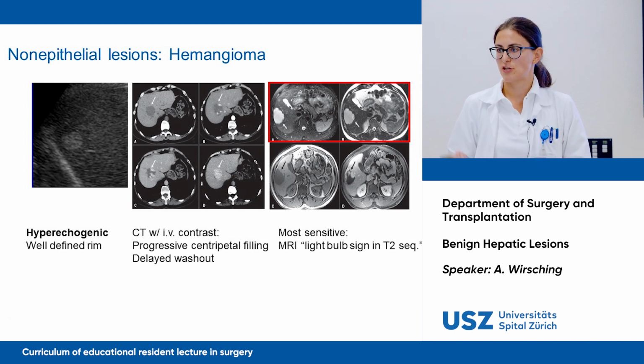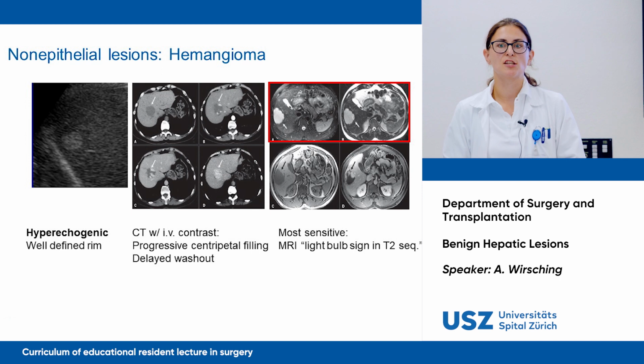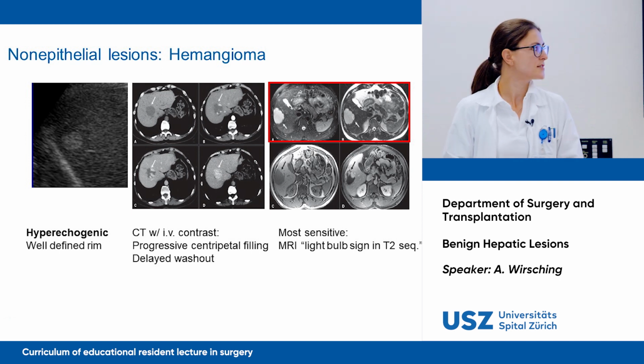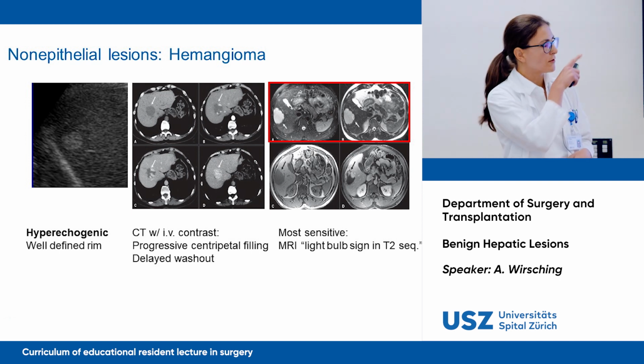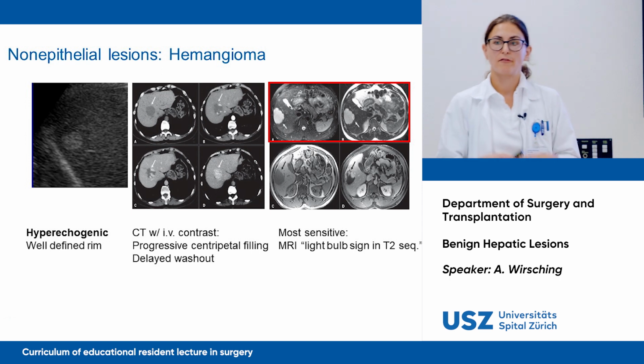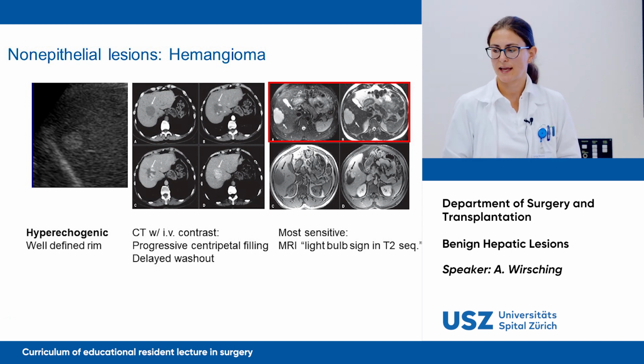So there is the very specific light bulb sign in the T2 weighted MRI sequence. This is T2. We can see it in the red box. Again, fluid is bright, and we can see this light bulb, which we do not have in other liver lesions, and this is the hemangioma.